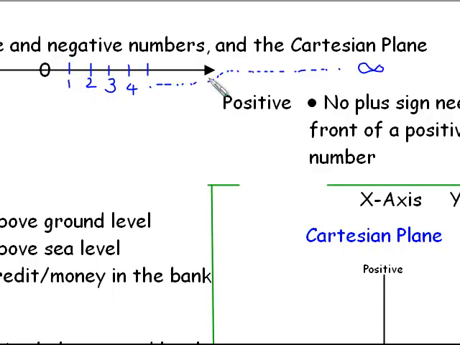You can go on as big as you want, but you should just know that every number with no sign in front of it can also be seen as a plus that number. So 1 with no sign is exactly the same as plus 1, or 4 with no sign in front of it is exactly the same as plus 4.